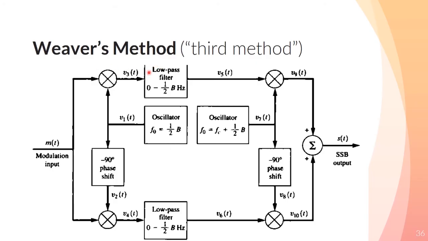The last method is the Weaver method, or the so-called third method. In this, the band of interest is first translated to be centered at zero, conceptually by modulating a complex exponential e raised to j omega t with a frequency in the middle of the voice band, but implemented by a quadrature pair of sine and cosine modulators at that frequency.